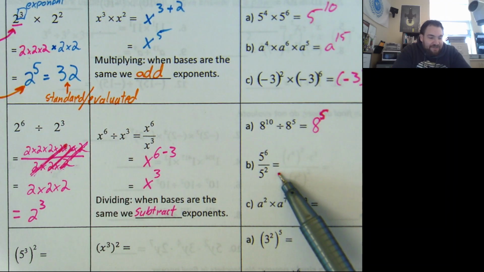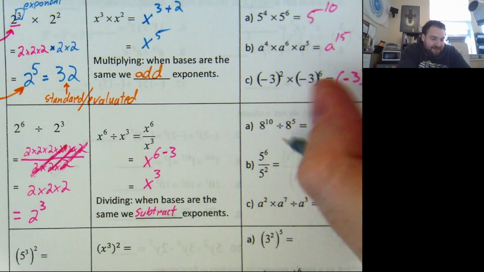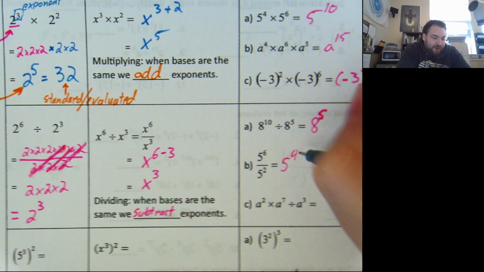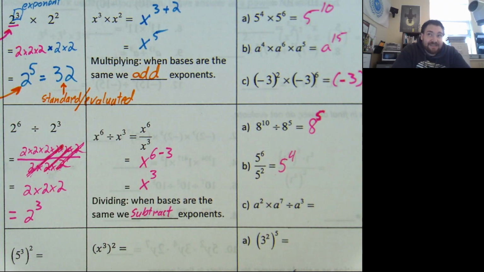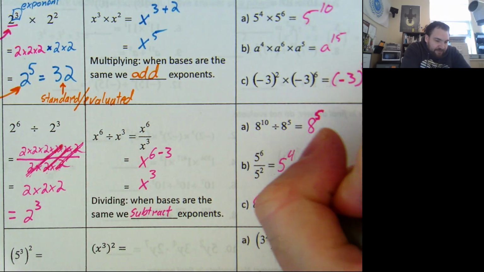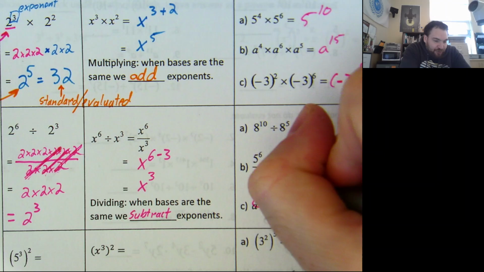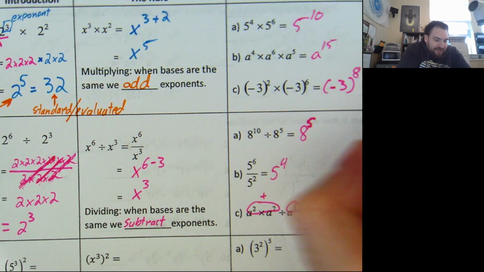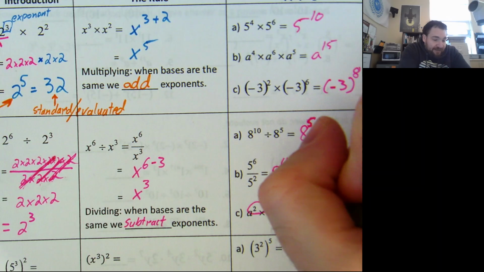So what's this guy going to be? 5 to the 6 over 5 squared? Nice. Jared says it's 5 to the 4. Jared's correct. And this last one, I've got a combination of multiplication and division. What am I going to do with the 2 and the 7? I'm going to add those two. And then what am I going to do with this 3 here at the end? I'm going to subtract that one.